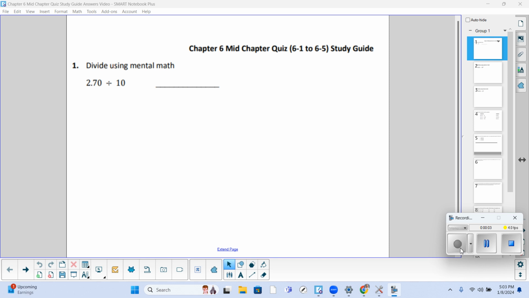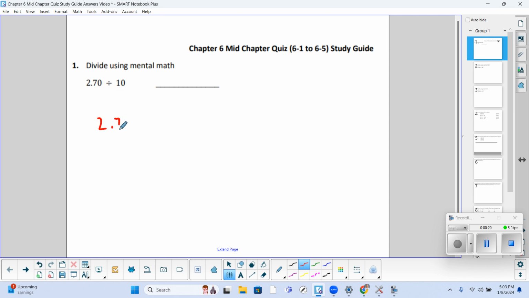Okay, so the first question is asking us to divide using mental math. Now, if you don't want to use mental math, that's fine. I actually kind of like doing these by writing it out. Divide using mental math. 2.70 divided by 10.